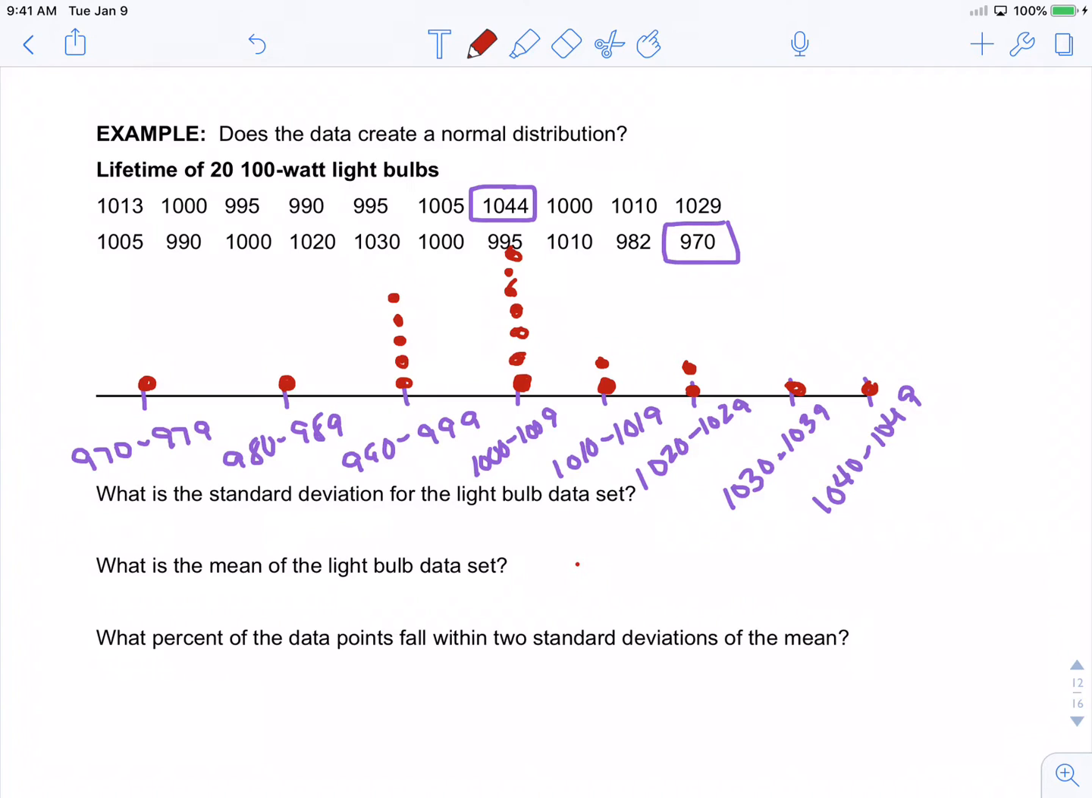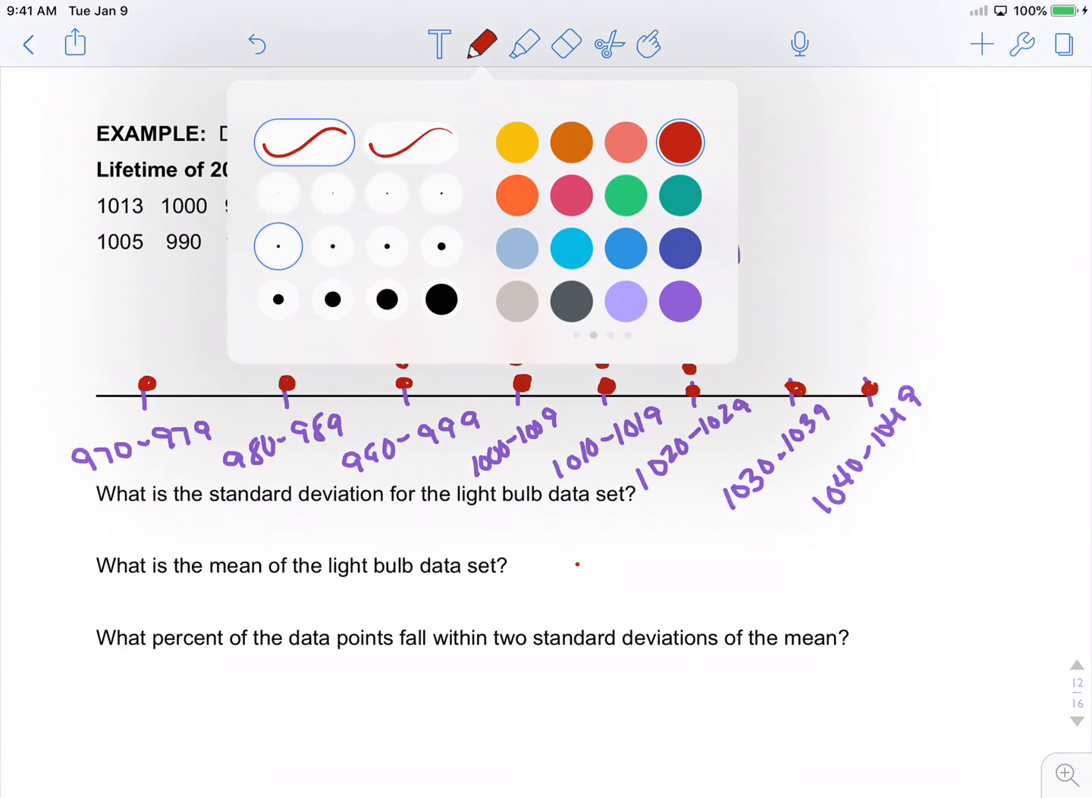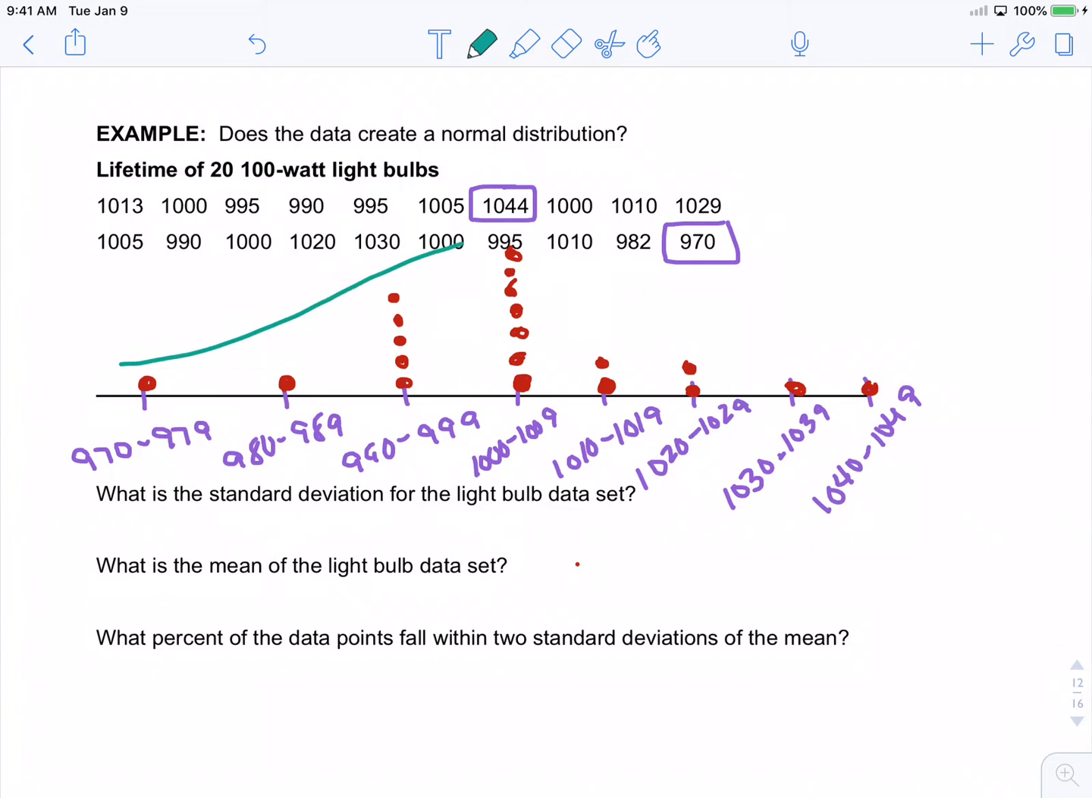Okay, so this is what my graph looks like. Again, hopefully you have a graph that looks very similar. And the first question that we want to think about is, does the data create a normal distribution? So for a normal distribution, we should have the highest point in the center of the graph. And then we should have the data spread apart on the left and the right. And I know that the group at 990 to 999 has 5 data values in it, but if I make a curve, this looks very close to a normal distribution.